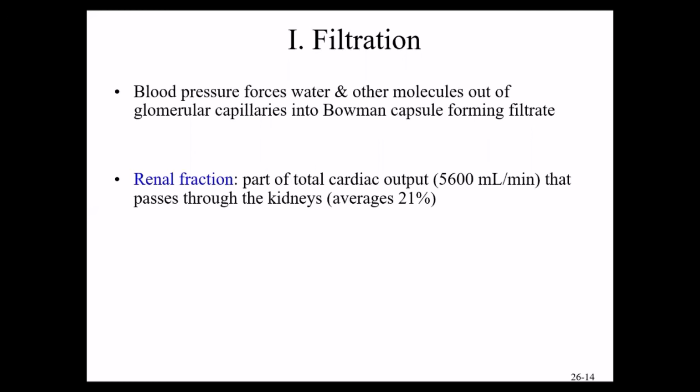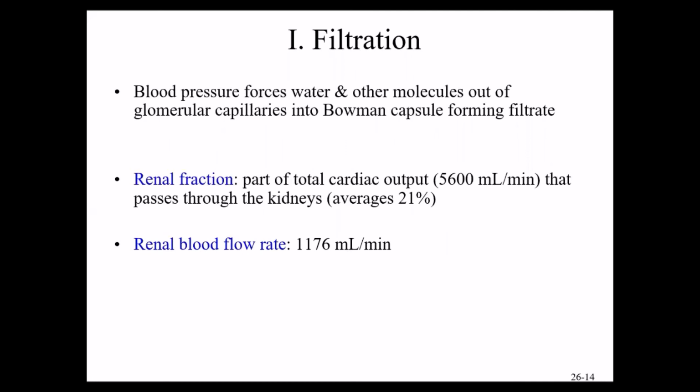They estimate that it's about 21%. So about 21%, or a fifth, of the blood coming out of the heart is passing through the kidneys every minute. And so if you multiply those two, 21% times 5,600, you get a flow rate of about 1,176 milliliters of blood passing through the kidneys every minute.